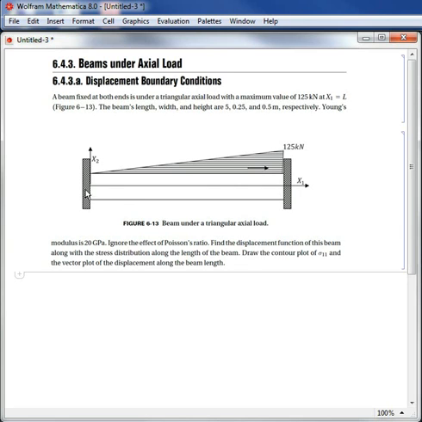The displacement boundary condition is horizontal displacement here is 0, horizontal displacement here is 0, and the height and width and length of the beam are given here. Young's modulus is 20 gigapascal, and we're going to ignore, as usual, the effect of Poisson's ratio. And we need to find the displacement function of the beam.